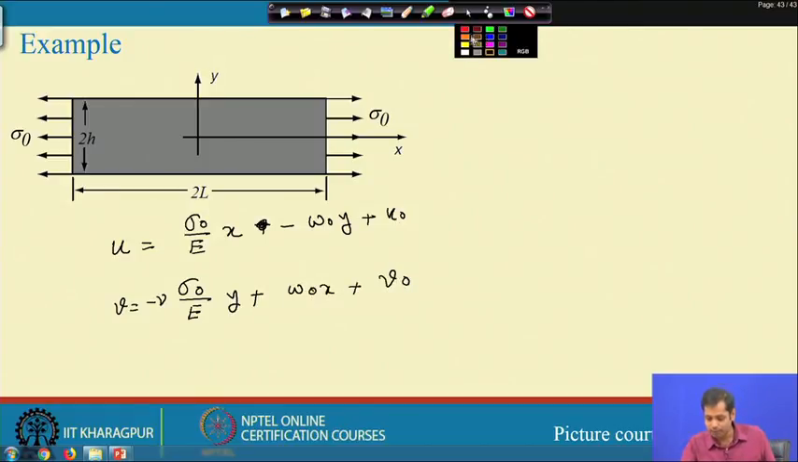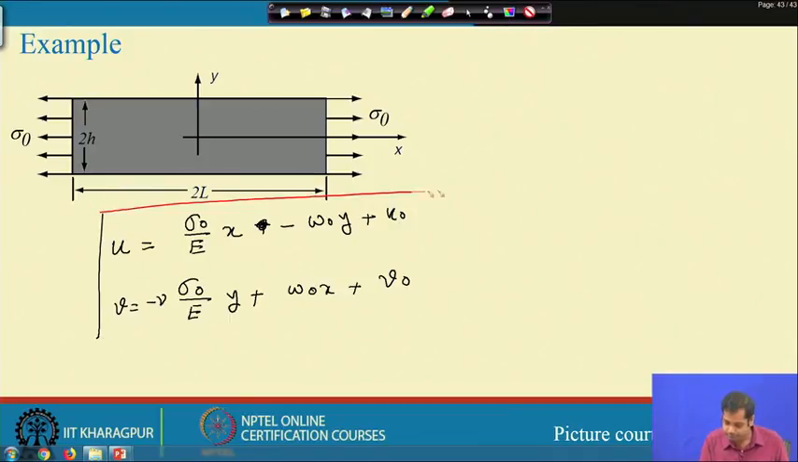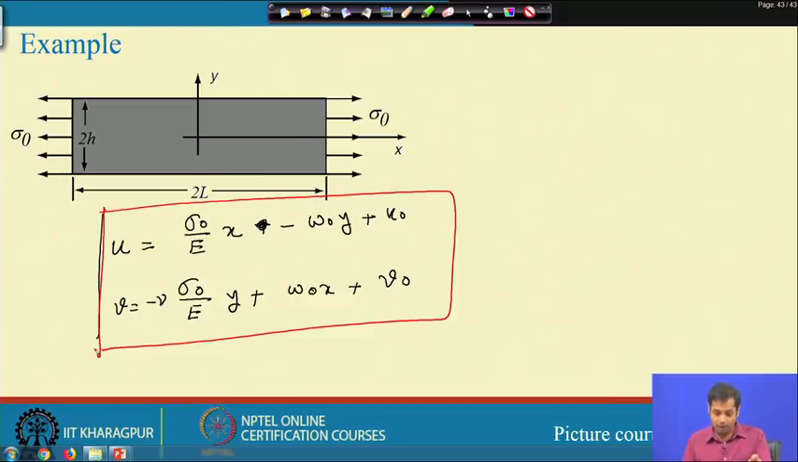So, this is the complete expression for displacement. Now we have the solution of the stress field, and now we have the solution of the displacement field. Just before we stop, one important point: you see what W 0 is, what these terms are.